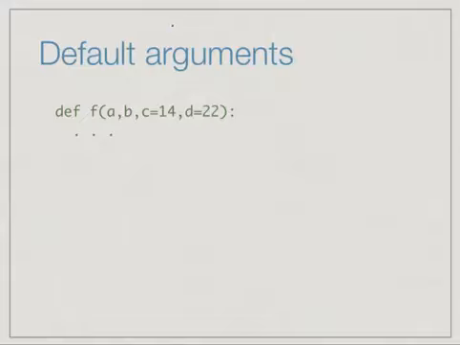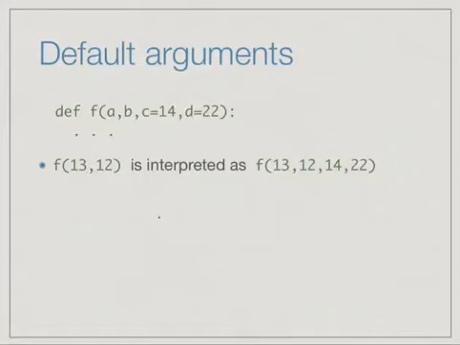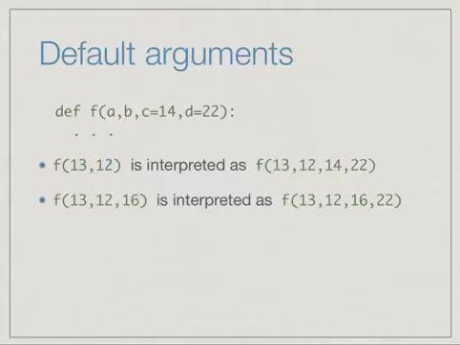So here is a simple prototype. Suppose we have a function with 4 arguments a, b, c, d, and we have c with a default value 14 and d with a default value 22. Then if we have a call with just 2 arguments, these will be associated with a and b, and so this will be interpreted as f of 13, 12, and for the missing arguments c and d, you get the defaults 14 and 22. On the other hand, you might provide 3 arguments, in which case a becomes 13, b becomes 12 as before, and c becomes 16, but d is left unspecified, so it picks up the default value. So this is interpreted as f of 13, 12, 16, and the default value 22.